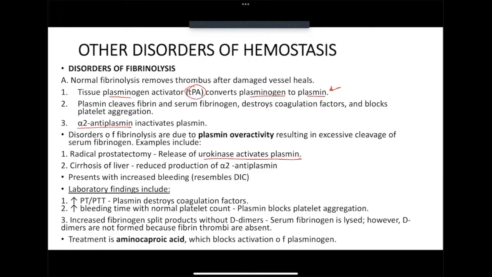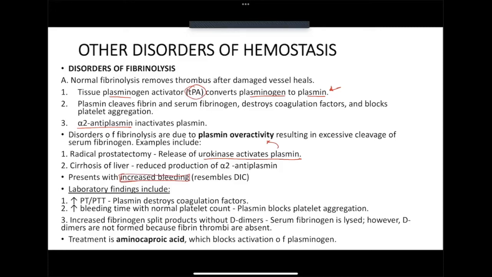Also, in cirrhosis of the liver, like the liver is the main place for all of these proteins' formation, both the coagulation and the anticoagulation proteins. So if you have cirrhosis of the liver, you have reduced production of alpha 2 antiplasmin, which means that you have plasmin overactivity, and it results in increased bleeding. Okay, and it resembles DIC.